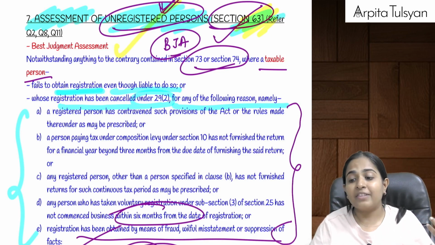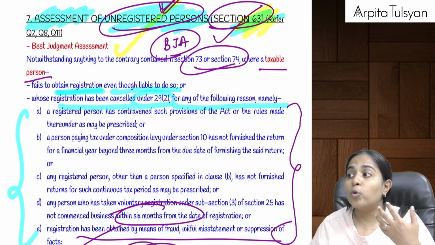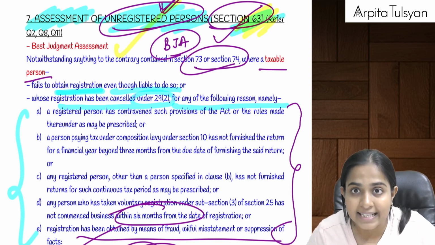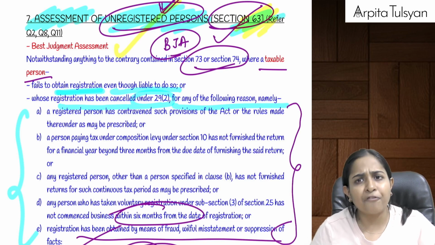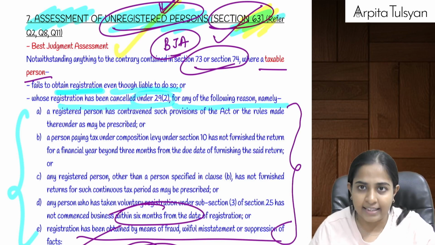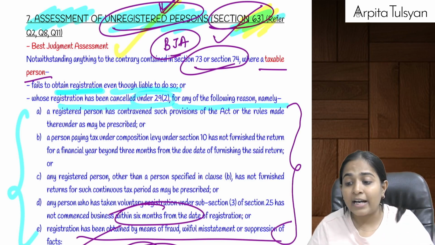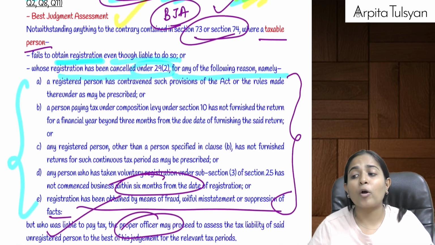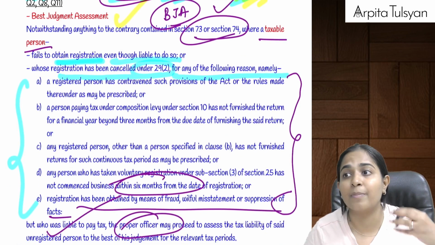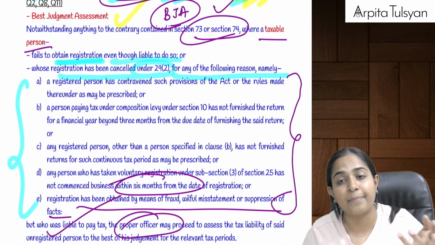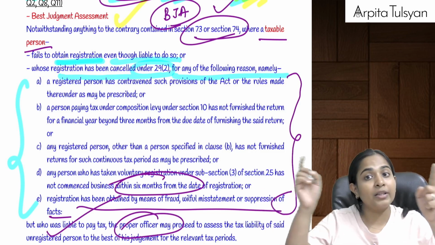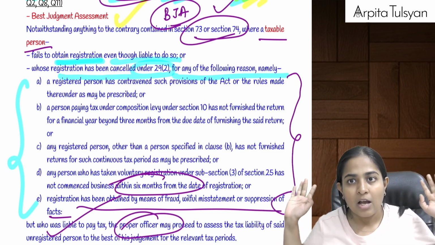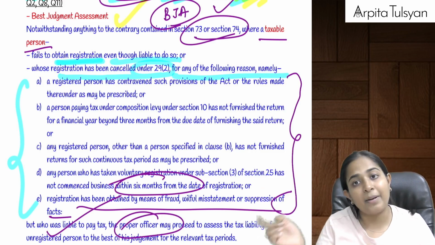Or if there is any particular person whose registration had got cancelled, maybe because of default in filing the returns or non-filing the returns, or maybe because they had contravened any provisions of the law, or they had taken voluntary registrations but they could not commence any business within a time period of 6 months etc. But now there is some tax due from them. Their registration is cancelled but tax is due from them.